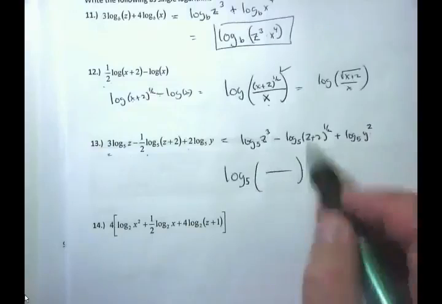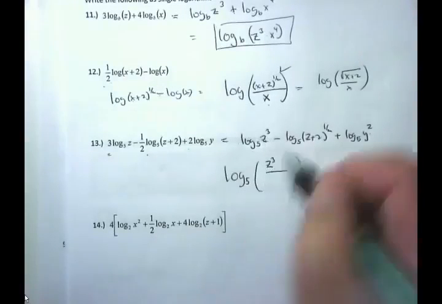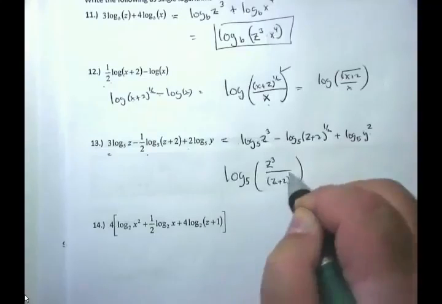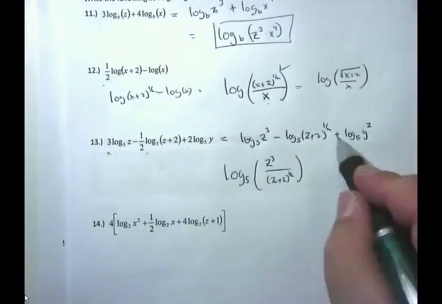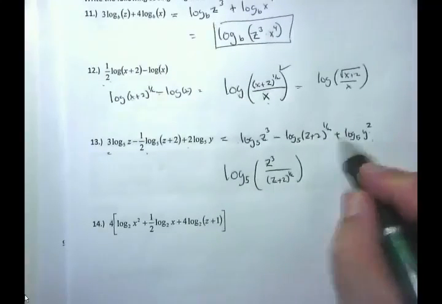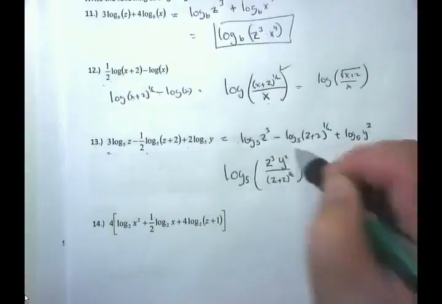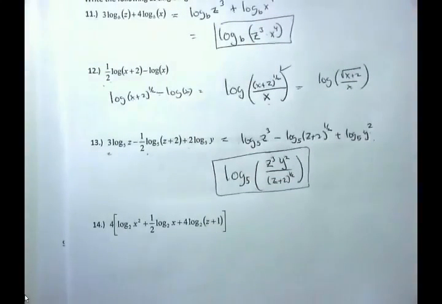Now, the positive things go on top as multiplication, minus goes on the bottom. So this is understood to be positive, so the z cubed goes on top. This is a minus. So the z plus 2 to the 1/2, or square root of z plus 2, goes on the bottom. But this guy's positive again. Where do positive guys go back to? Back to the top, back to the numerator. Y squared, and there's my answer.